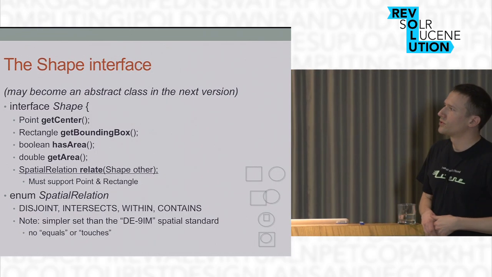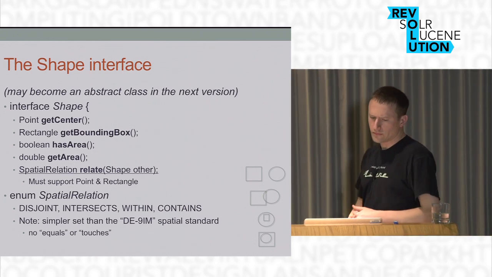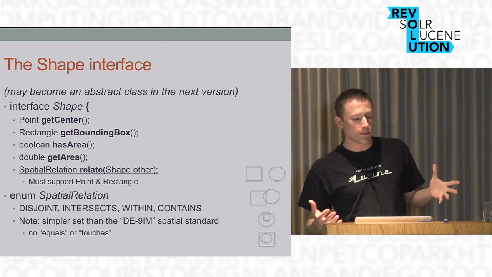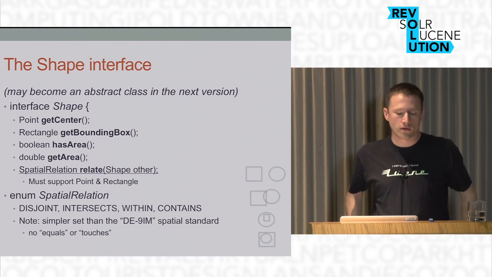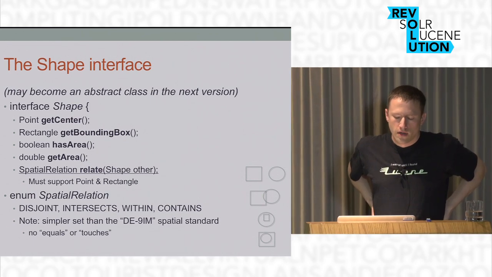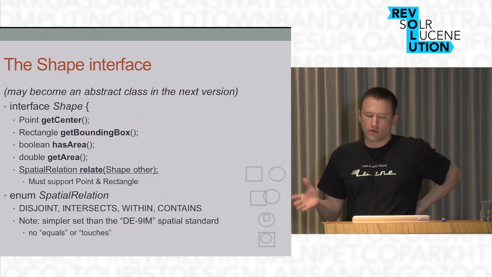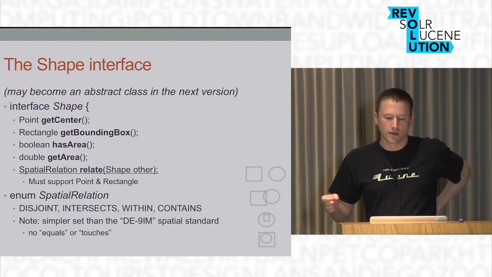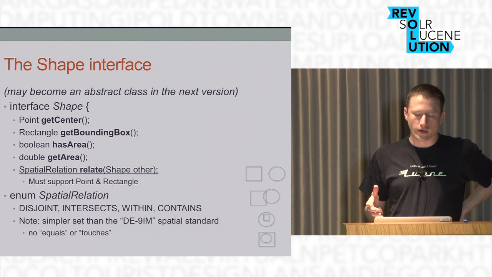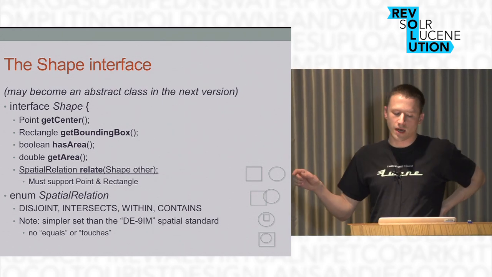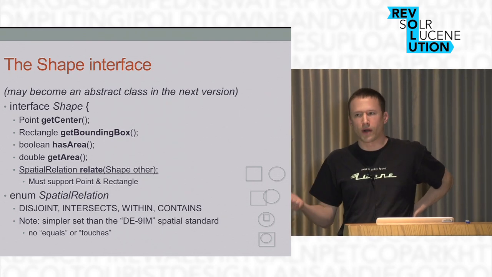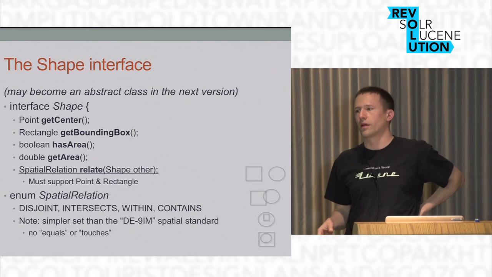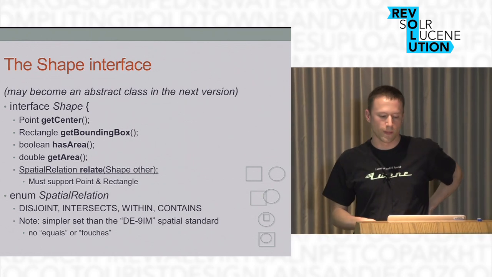So here's what the shape interface looks like. You can get the center of a shape. You can get the bounding box of a shape. You can ask if it has area or calculate the area. And the big thing that you can do with a shape is compute its relation to another shape. Every shape must be able to support that other shape being a point or a rectangle, because in practice, this is used by Lucene Spatial, which is going to shove a whole bunch of rectangles at this thing, and potentially a point when you get down to a certain level.